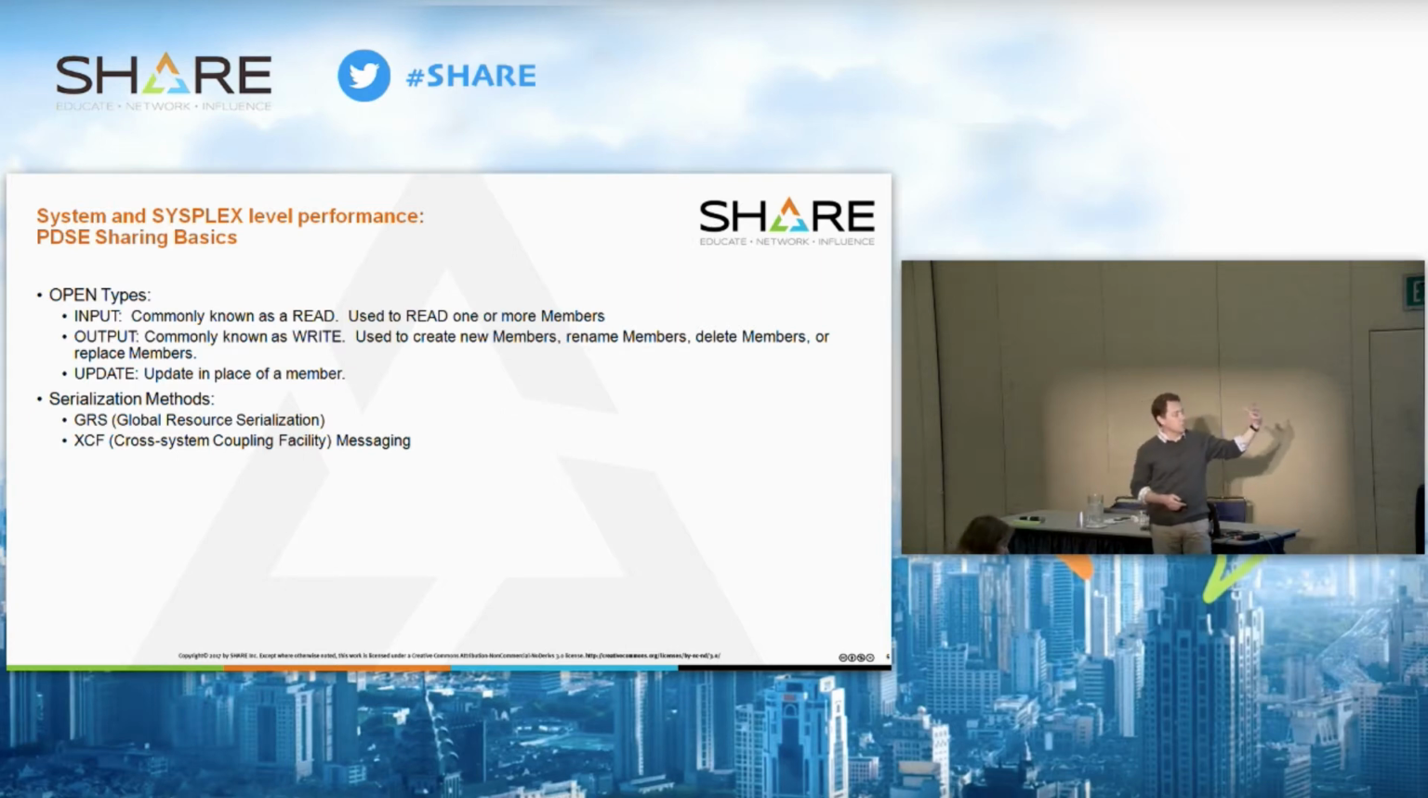Finally, we do have an open for update, and that's what we call update in place. And for PDSE, update in place is actually very rare. So we almost never use it or have to deal with it, but it does have some performance impacts in that it's going to stop basically all the other action in the PDSE.